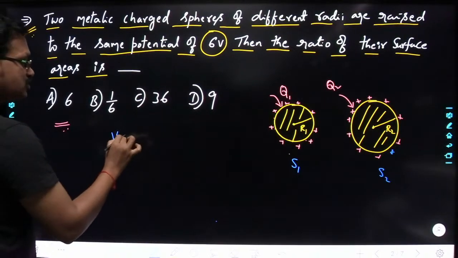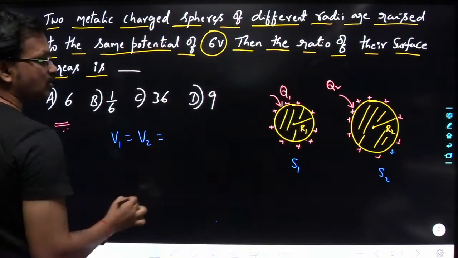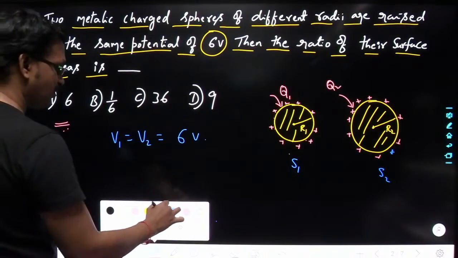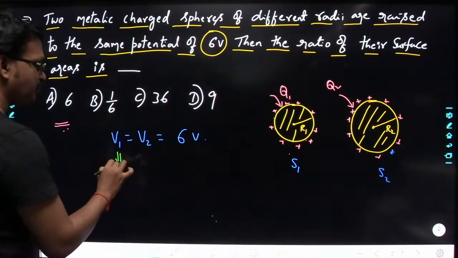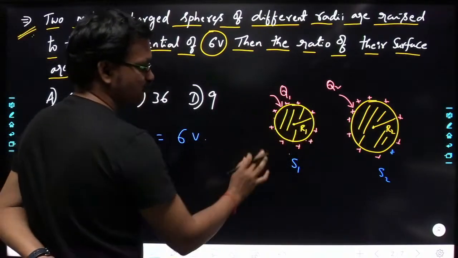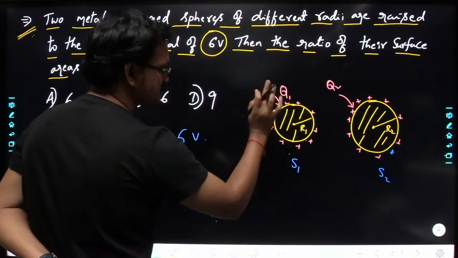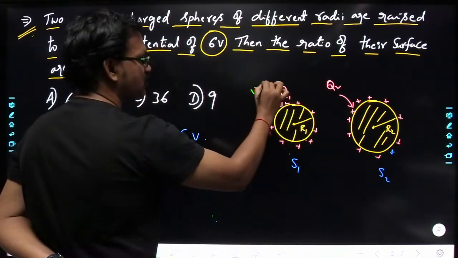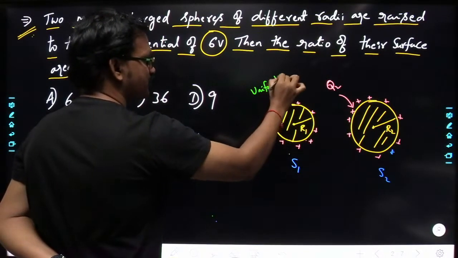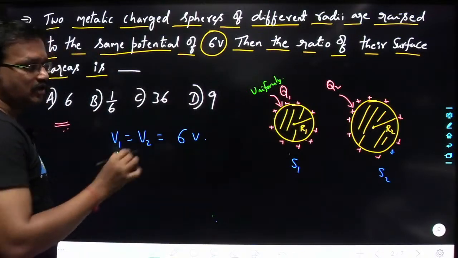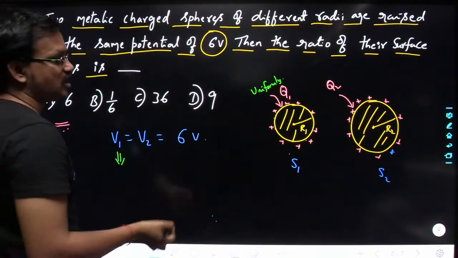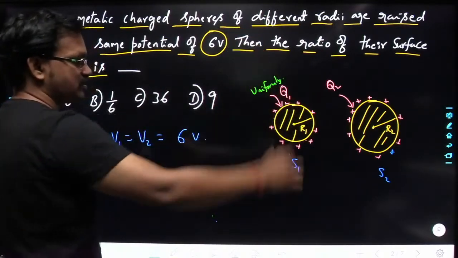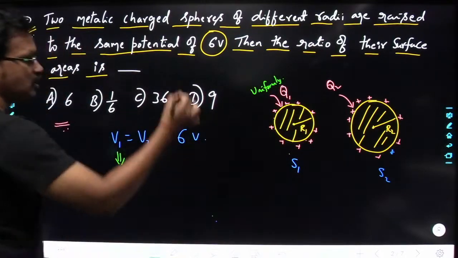So V1 is equal to V2, which is equal to 6 volts. What is V1 here? V1 is nothing but the potential on the surface of sphere S1. So what is the expression for the potential on the surface of sphere S1 if the charge is uniformly distributed? The charge is uniformly distributed because it is a conducting sphere. If you supply the charge, it is going to distribute uniformly on the surface of the sphere because the radius of curvature is uniform.